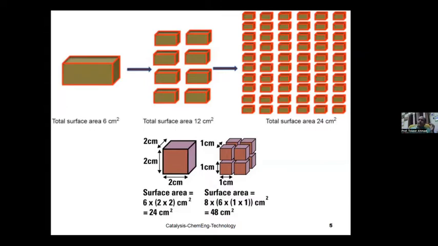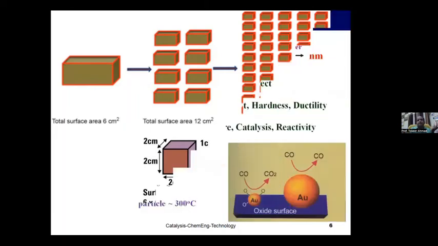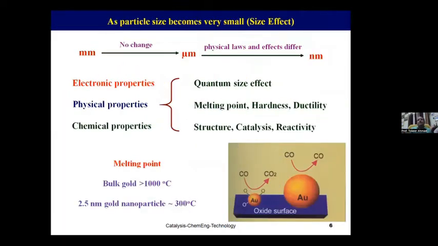So now when we reduce the size of the objects from micrometer to nanometers, meaning a 1000 times reduction in size, you can think over how many times the surface area will increase. And surface area is a very important property when you work in nanocatalysis, photocatalysis, electrocatalysis, or organocatalysis. When the particle size becomes very small, most of the physical and chemical laws differ, and because of this difference, the associated properties like electronic, physical and chemical properties change.